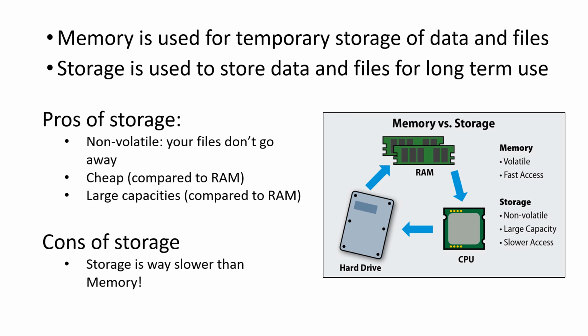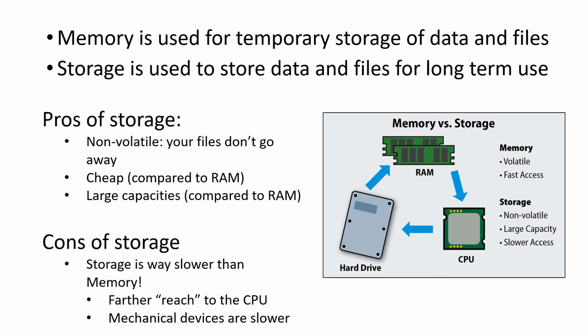One of the cons of storage is that it's way slower than memory. This is because the reach from memory to the CPU is very close, whereas the reach from the storage drive or storage device is farther. And obviously, the hard disk drive is a mechanical device, as is the optical disk drive, so it takes a lot longer for that data to get from that storage device to the CPU. Solid state drive is a little faster, but it's still very slow compared to RAM.